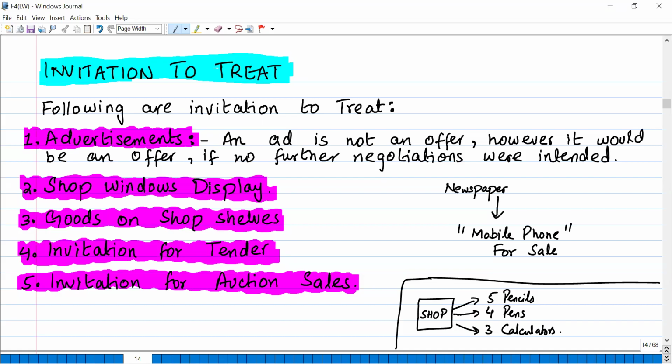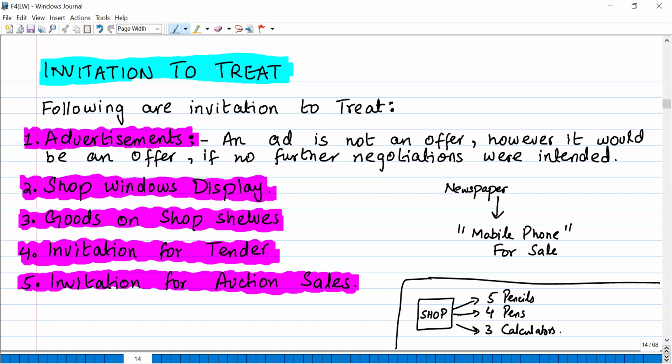When someone sees the advertisement, they will come to you. That is an invitation to treat. That person will come to you to make an offer. Okay. When you put an ad in the newspaper, the person who sees the ad will come to you and make an offer. So the advertisement is an invitation to treat. You are inviting the other party to make an offer. Okay. So there's a whole lot of difference.